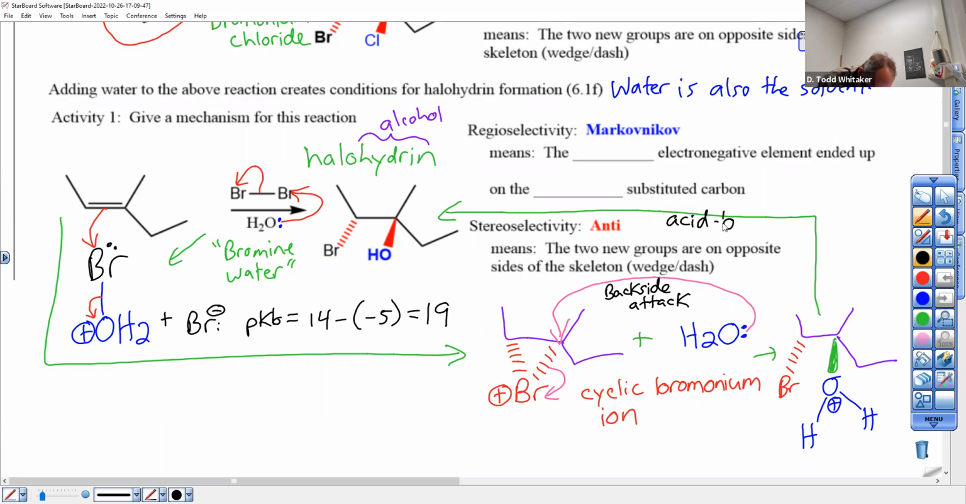Acid-base reaction? You need to tell me what's the best base to take the proton off of this acid to make it into its conjugate base.